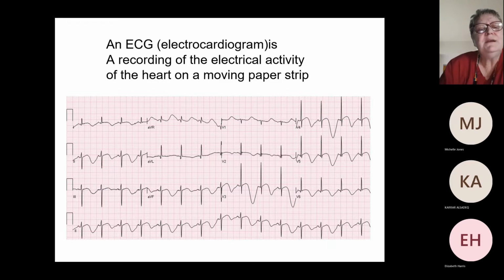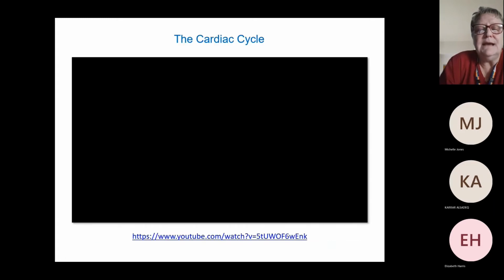One thing we need to do, though, is make sure the graph is always set out the same. So the speed's always 25 and the millivolts are 10. And you'll see the nurses setting those. When you come into the hospital, every time a nurse does an ECG, come along and work with her and even ask if you can do them. They'll gladly teach you how to do them. I've got a video for you. This is just explaining the cardiac cycle, how the heart is working and why we're putting these leads up.